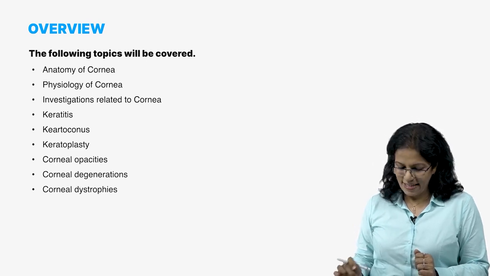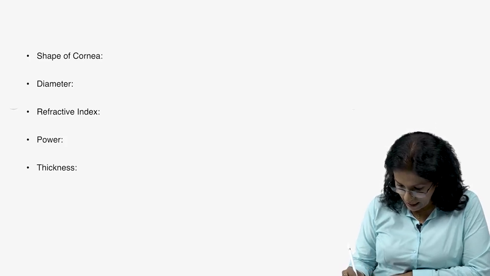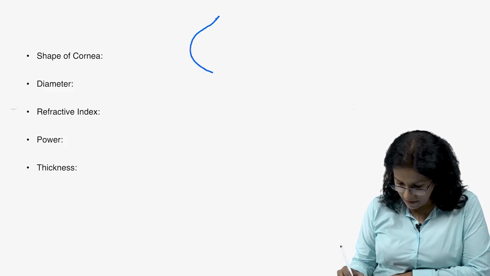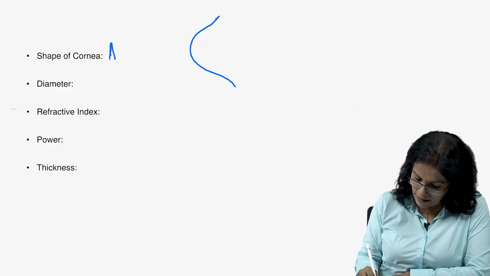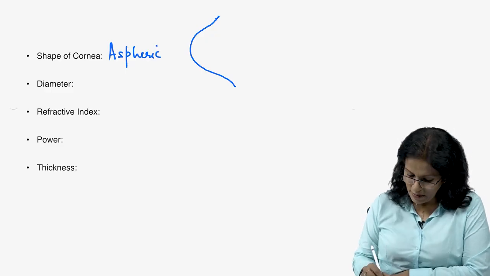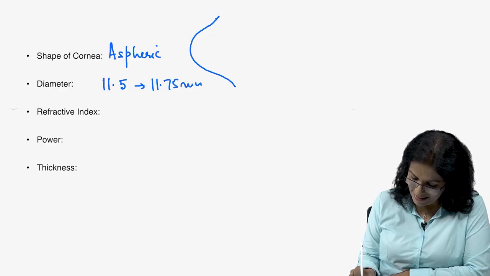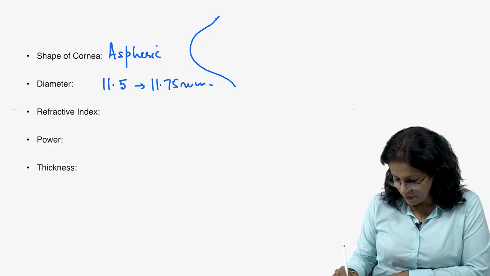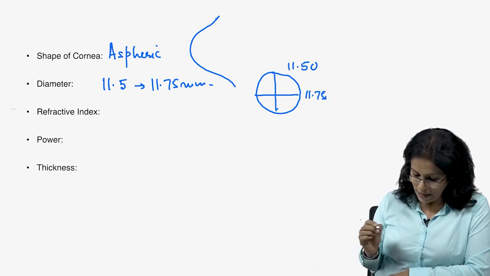Okay. Starting with, what is the shape of the cornea? We will answer, cornea is aspheric. What is aspheric? The curvature decreases gradually. So, cornea is aspheric in shape. Diameter you are going to learn as 11.5 to 11.75 mm. Right? So, of course, it is going to be more at the horizontal meridian. Something like this.